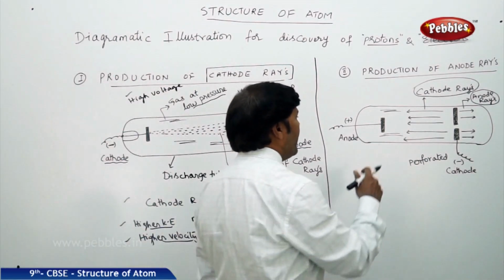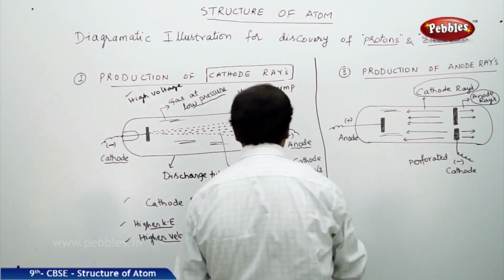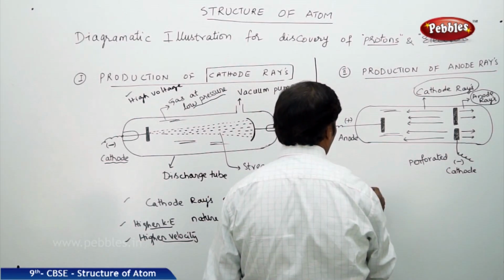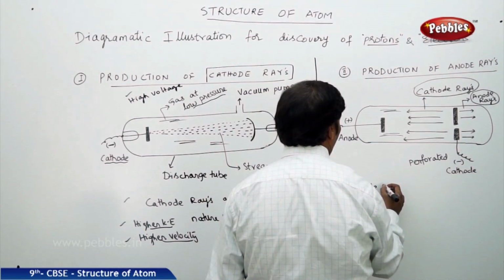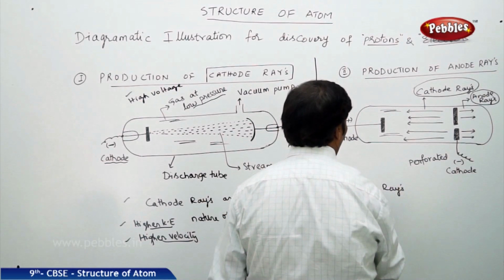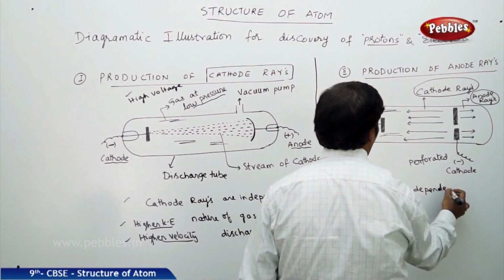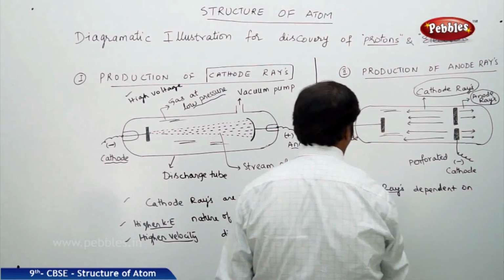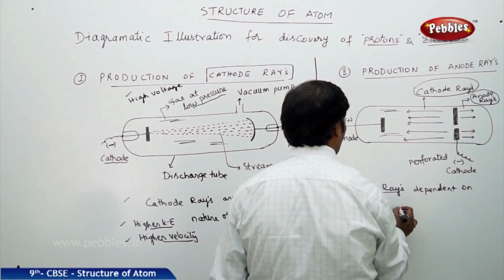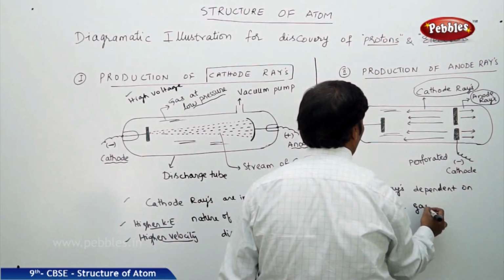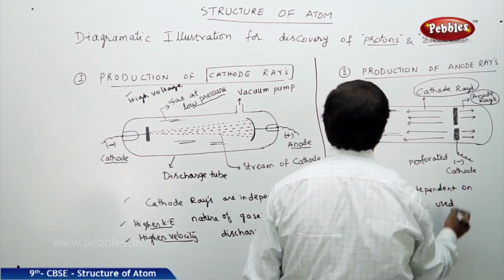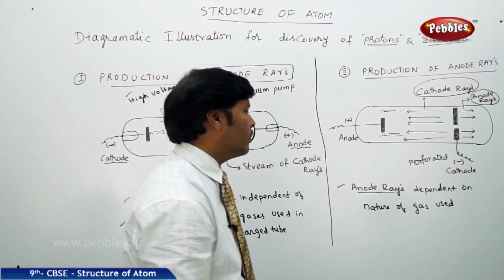Now if you look at the anode rays, the only difference between cathode rays and anode rays is that the formation of anode rays is dependent on the nature of the gas used in the discharge tube.